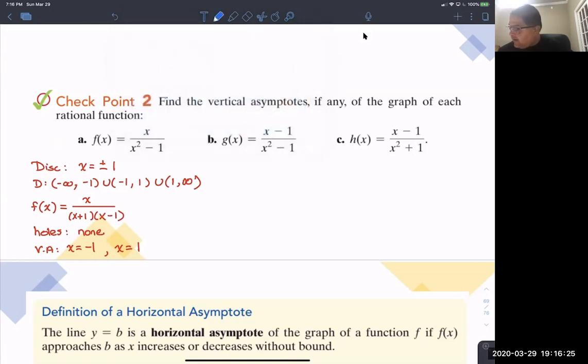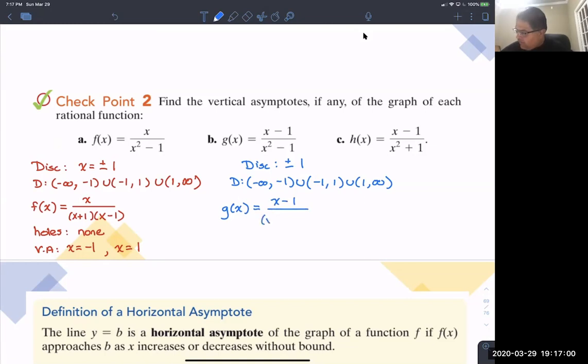So in g of x, the discontinuities still are the same. It's plus or minus 1, okay? Because when I set x squared minus 1 equals 0, I get x equals 1 and negative 1, okay? So that means my domain is still the same. Okay. Now, in g of x, while I don't have to factor the numerator any, when I factor the denominator, I get x minus 1, x plus 1.